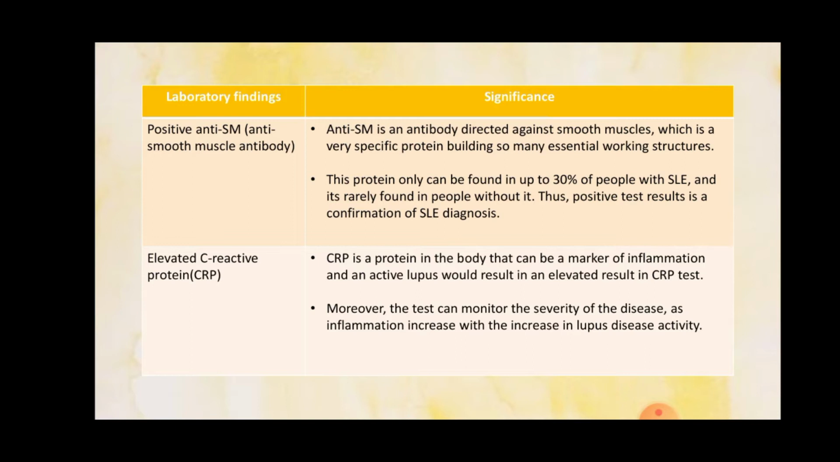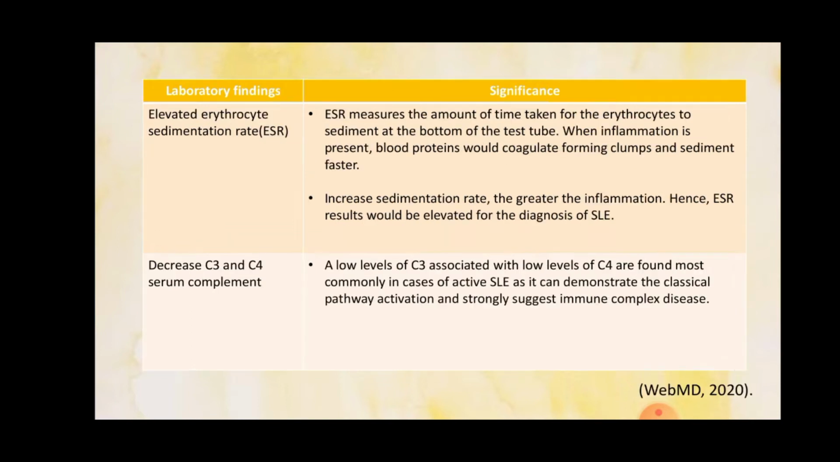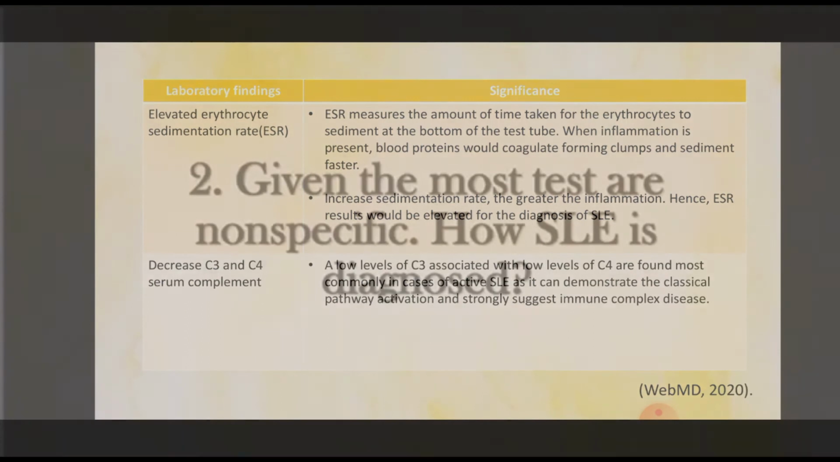The next one is elevated C-reactive protein, which is a protein in the body that can be a marker of inflammation. The next one is elevated ESR. With the increase of sedimentation rate, the greater the inflammation. The last one is decreased C3 and C4 serum complement, which is associated with active SLE as it can demonstrate the classical pathway activation and strongly suggests immune complex disease.